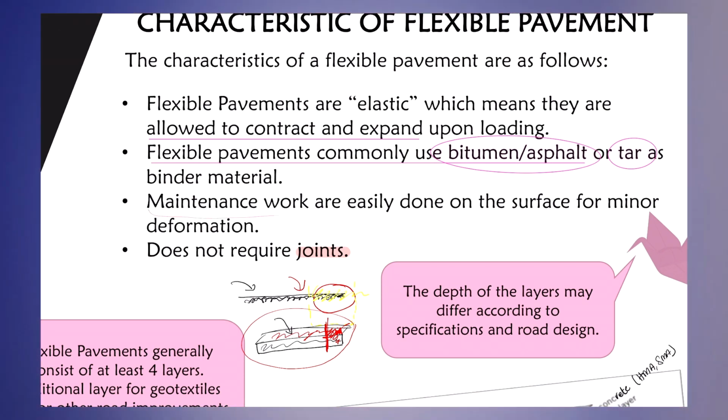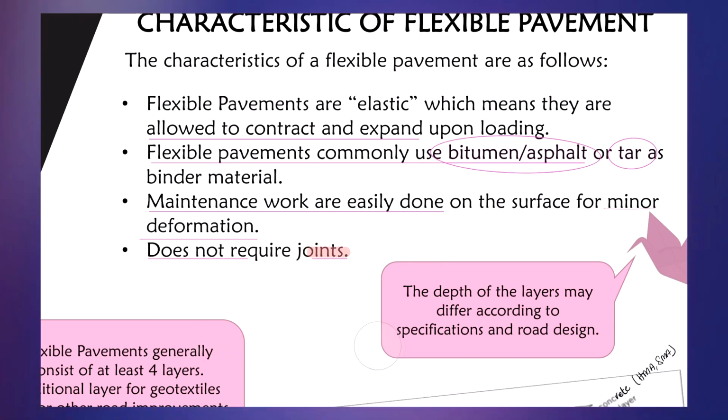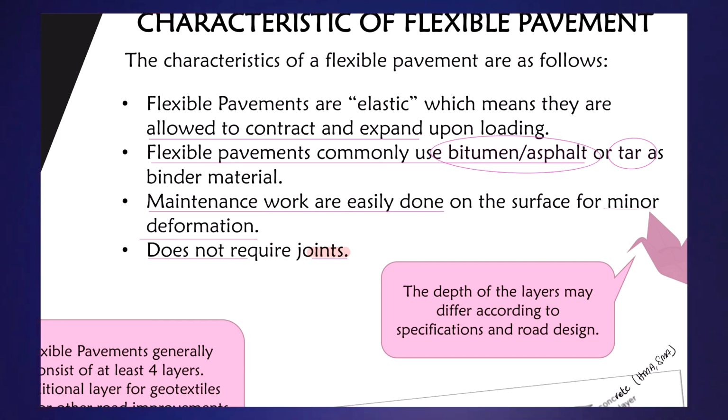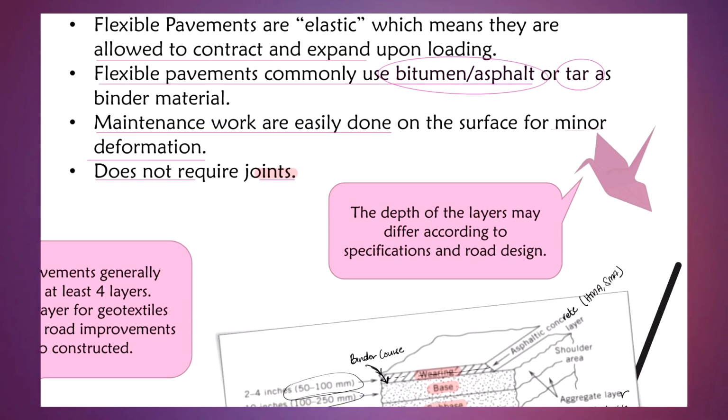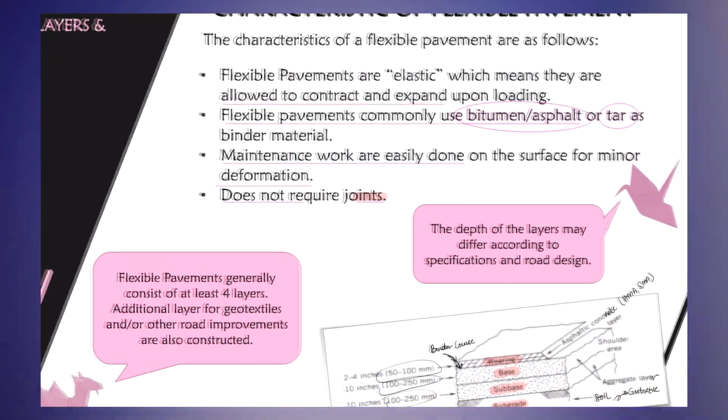Maintenance work is easily done on the surface for any minor deformation, so generally a flexible pavement is easier and cheaper to maintain. And a flexible pavement does not require joints as it is constructed in a layering method. The depth of the layers may differ according to specification and also road design.